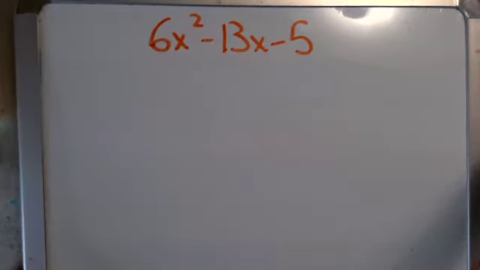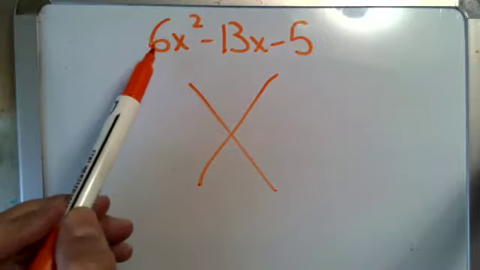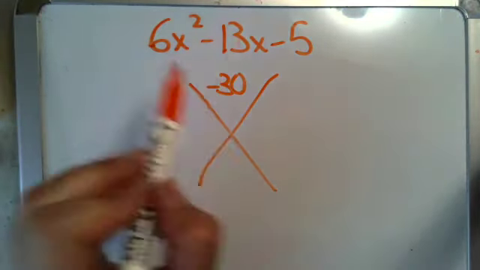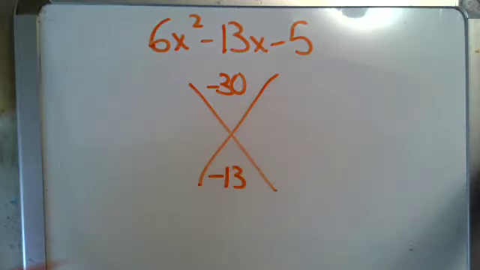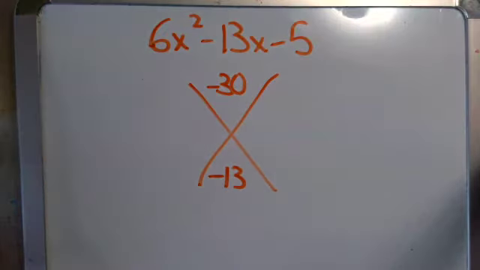Okay, we're going to go back to our same parent problem, but this time we're going to draw a big X in the middle. This method's called the X method. So here's how we do it. Up top, we start that same way, AC, negative 30. Down below, we grab our B, negative 13, and we are asking the question, what multiplies to negative 30 but adds to negative 13? And to help us, we're going to make a factor list of 30.